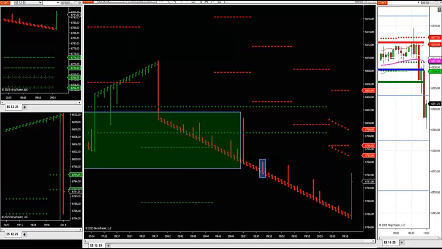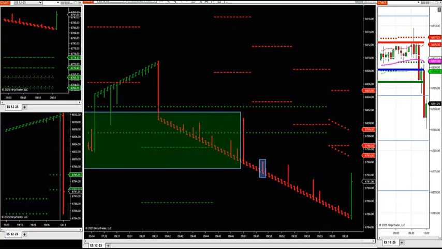Where's our target? Market profile. Look at the targets I put up at 8:30 this morning. I put these targets up at 8:30. The market started breaking down at 9:50, an hour and 20 minutes later. It broke our zone. It broke market profile.